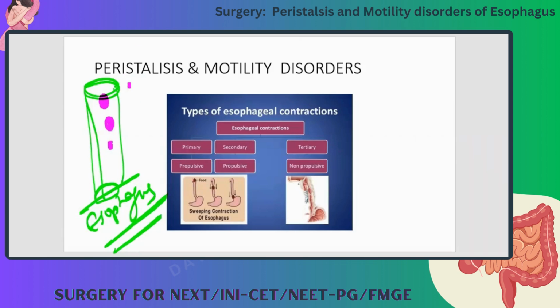Those are known as primary esophageal contractions. And there are secondary esophageal contractions. If the primary wave is not able to clear the food into the stomach, then there are secondary esophageal contractions.